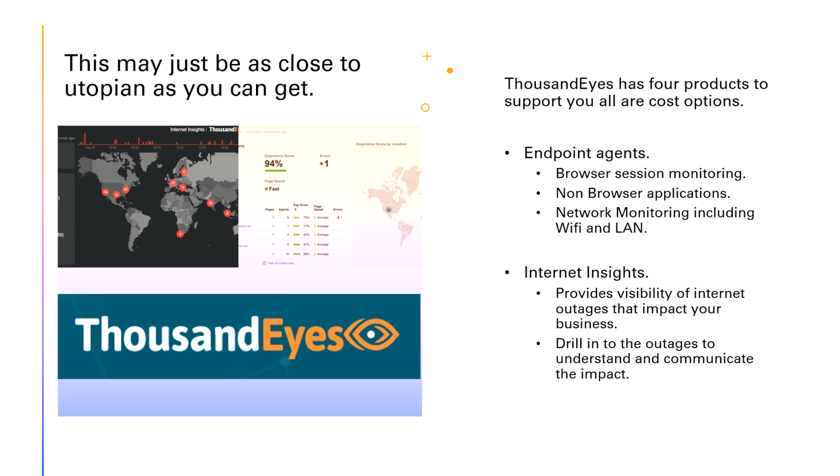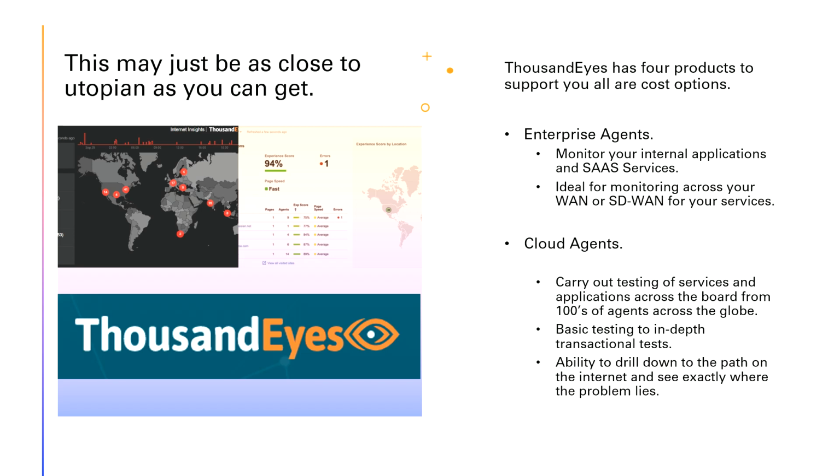Internet Insights provides visibility of internet outages that impact your business, and you can drill into the outages themselves to understand and communicate the impact to your business leads, or to your clients if necessary, and your users. You can select what you want to monitor, whether that be Microsoft, infrastructure as a service, unified comms, cloud-based voice, security as a service providers, CDNs, and ISPs, and tailor the information to your requirements.